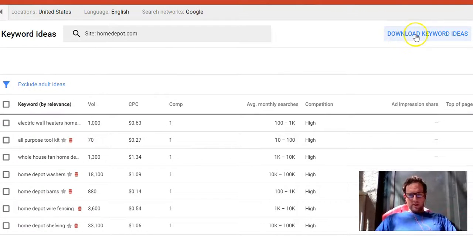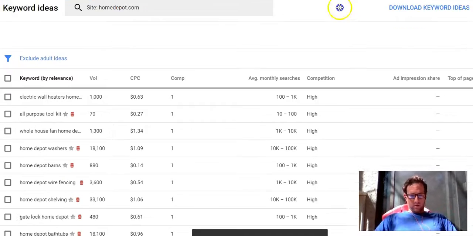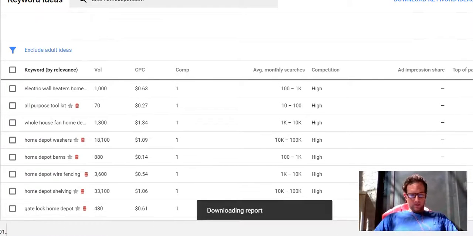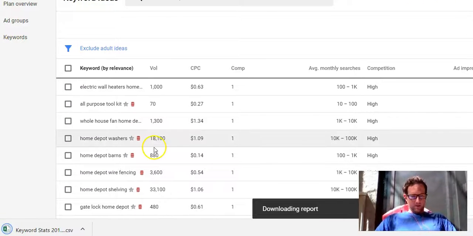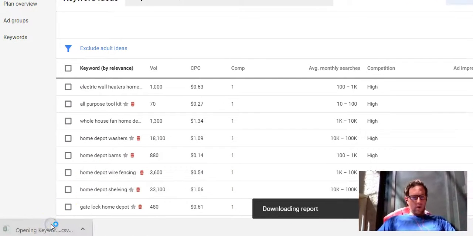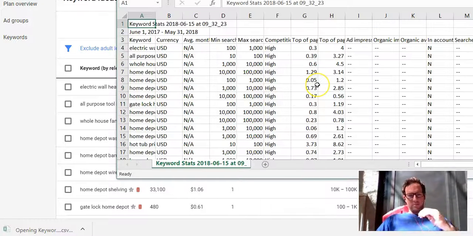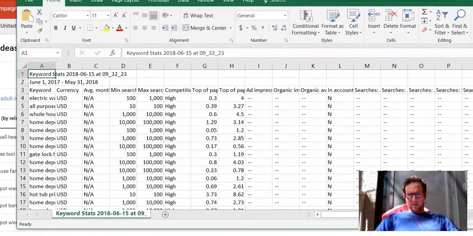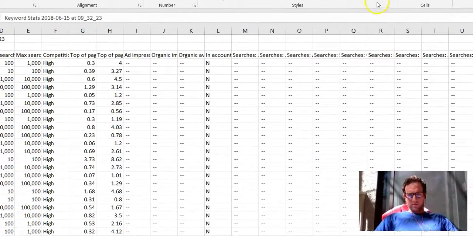And what you can do is hit download keyword ideas, and this is going to prepare the report down here, and it's going to download it right here. So we have a CSV of all this keyword information related to Home Depot. And when we look at it, here it is right here. Let's make it full screen.